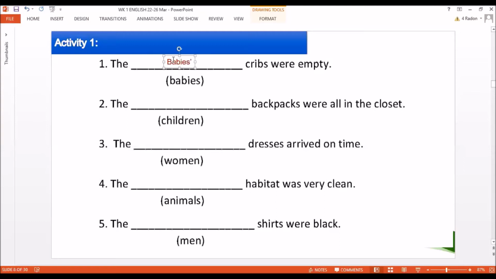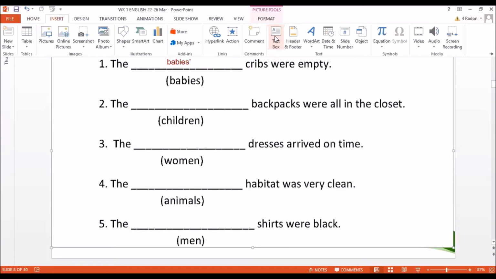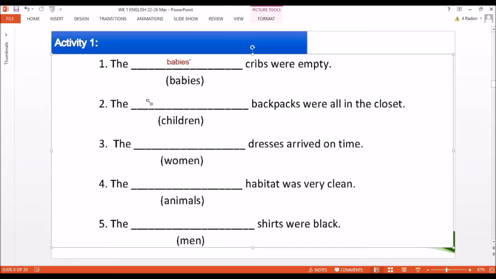Okay, then second example, we have the children's backpacks were all in the closet. Children, do we add an apostrophe S or we just add apostrophe? So the answer is we add apostrophe S because the plural word does not end in S. So we add apostrophe S.